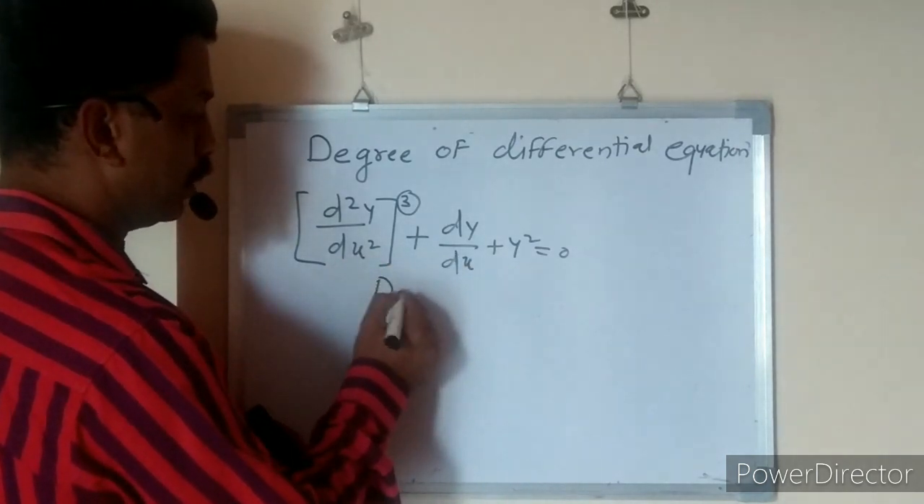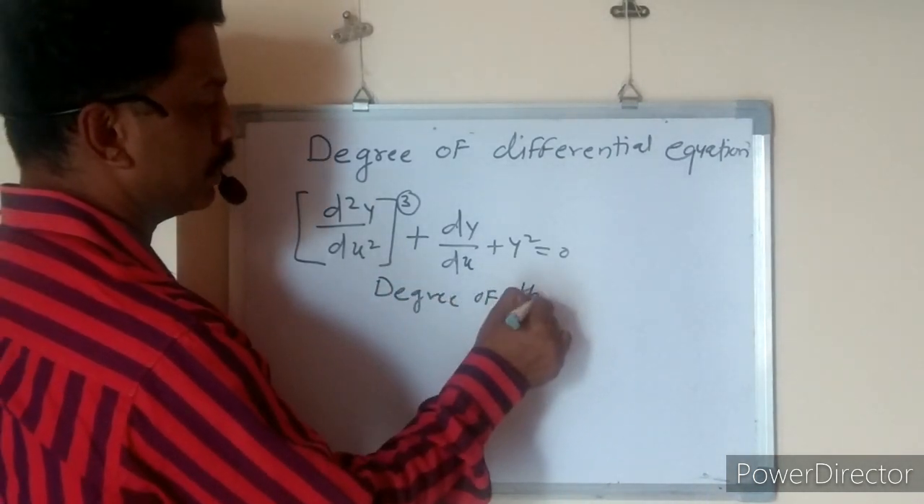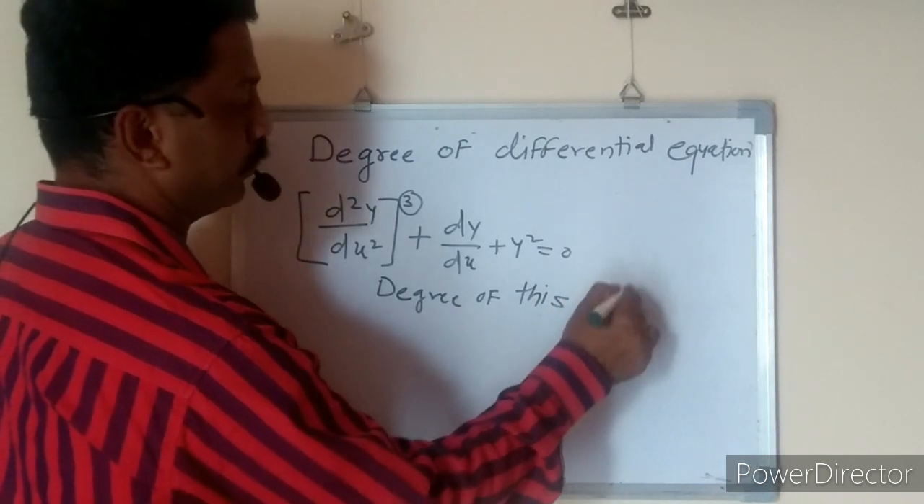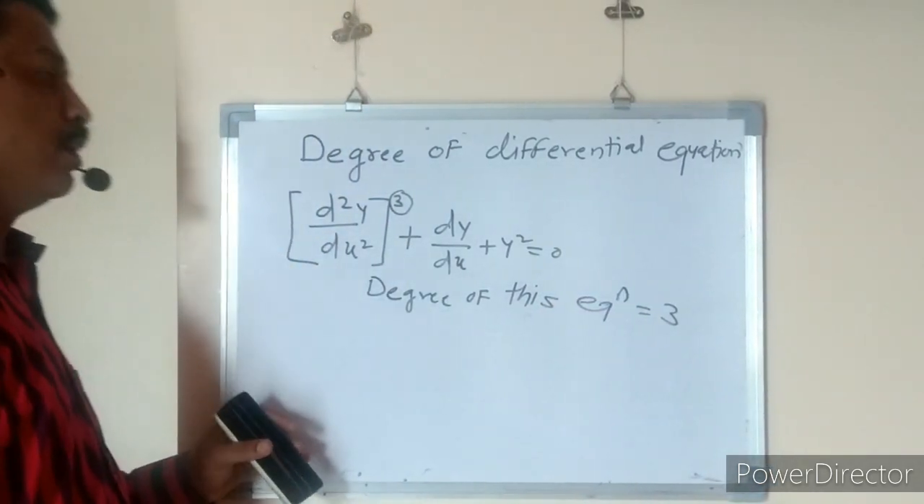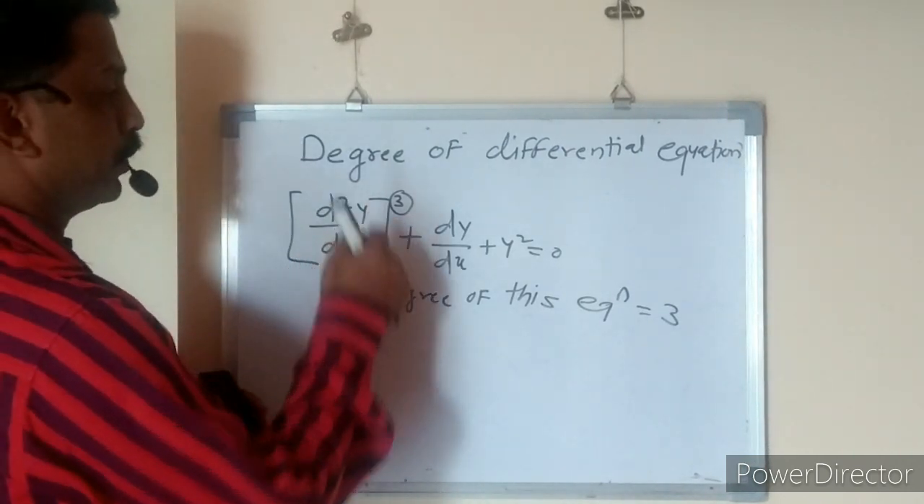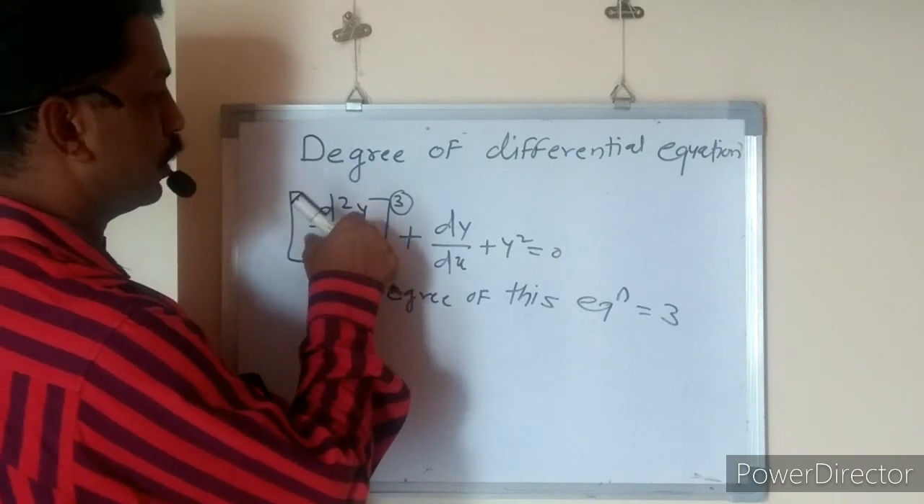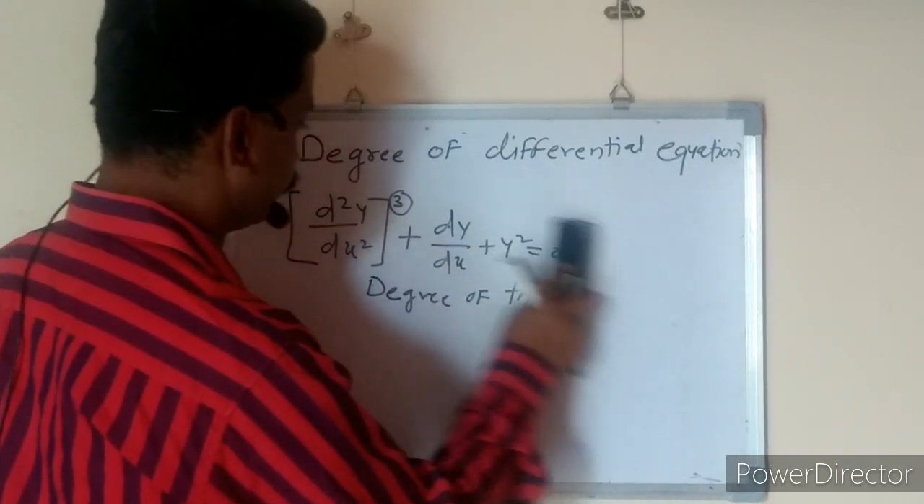So here we say that the degree of this equation is 3. The power of the highest derivative is known as the degree of the differential equation.